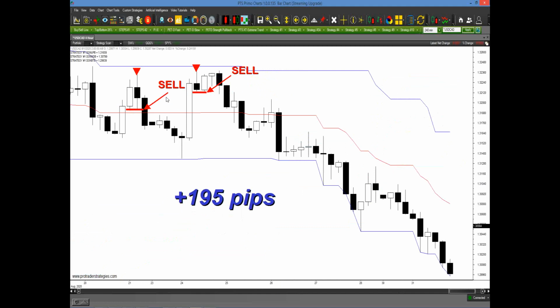But if you stayed in, perhaps if you had a really tight stop somewhere around here, you may have gotten stopped out, okay? But look what happened. We got a second chance to get back in. You could have recouped all of that loss and potentially made maybe 150 pips, including that loss that you took. So this, once again, is what we mean by consistency.